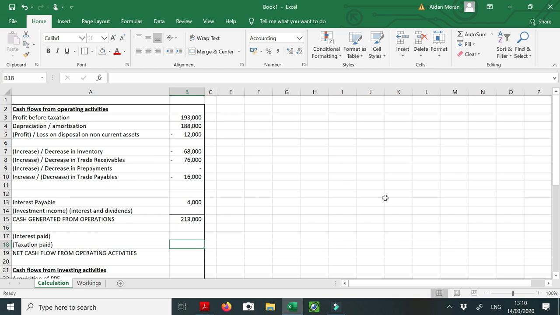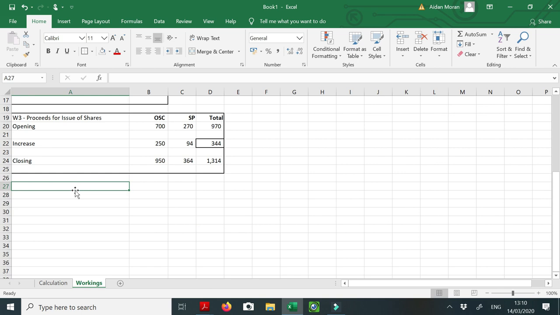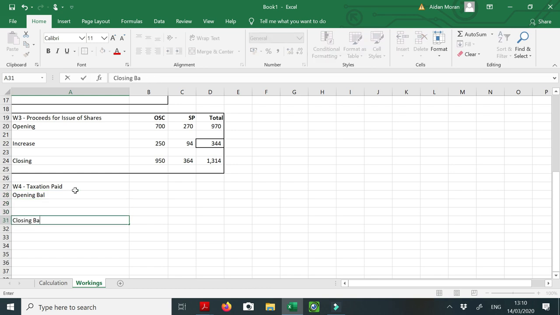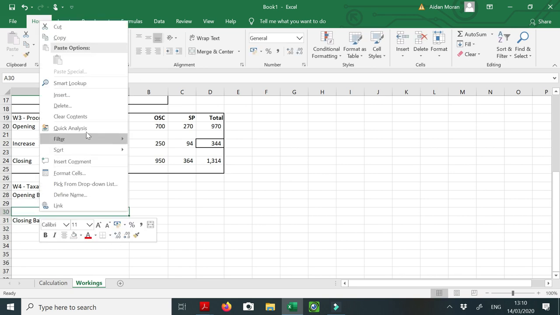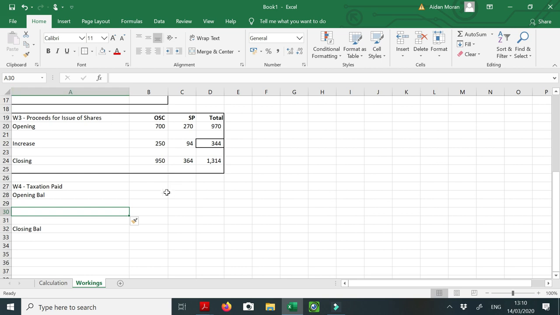So again, we use T accounts, but I just do a working. We're going to call that working 4. It's going to be taxation paid. And the way I'd like you to remember this is you start off with an opening balance. You have a closing balance. And something happened in the middle. There was a charge. So I got charged interest, or I got charged tax, or I got charged something. So I'm going to have a charge.